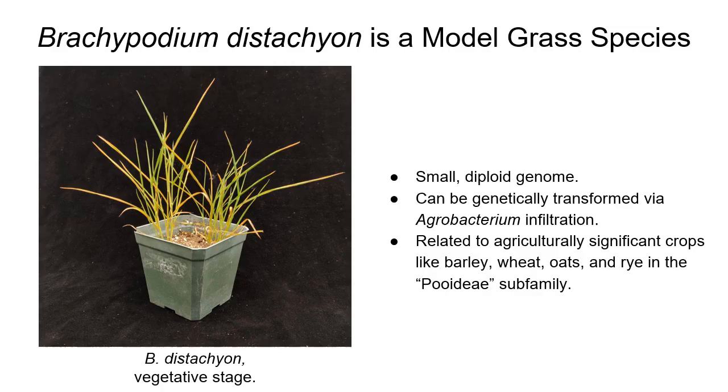What you need to know is I work on a small model grass called Brachypodium distachyon. This species is an ideal model organism because of its small size, small genome size, short generation time, and established CRISPR-Cas9 transformation protocol. In addition, it's closely related to barley, wheat, oats, ryegrass, and many other foraging grasses in the Pooideae subfamily, which makes Brachypodium an excellent model organism for answering questions related to these very important grasses.